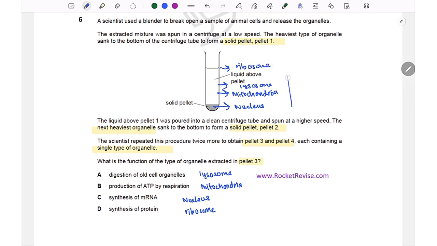Okay, so it's this way. That is towards the lightest. So the third one would be lysosome, and that is A, digestion of old cell organelles.